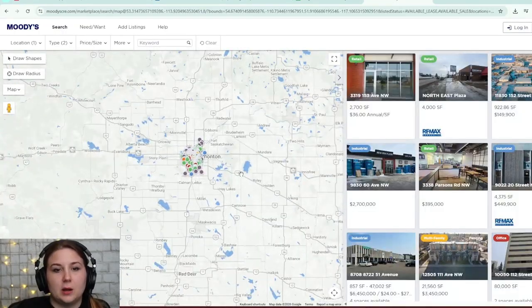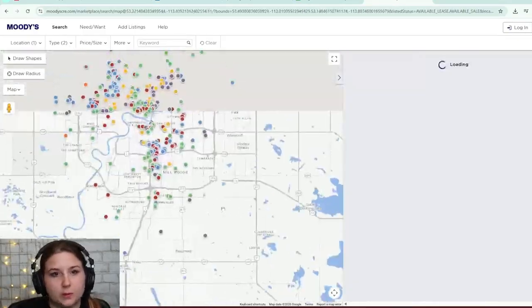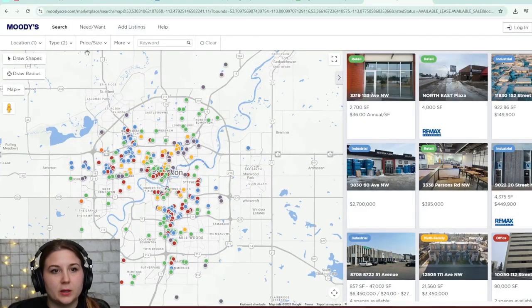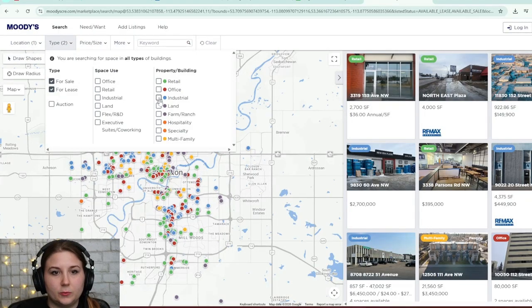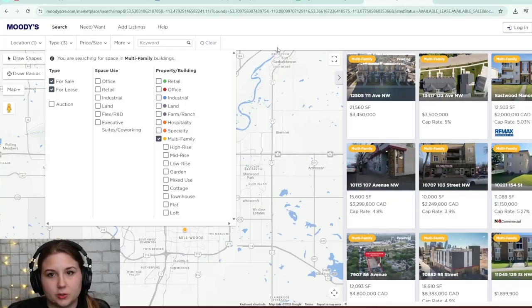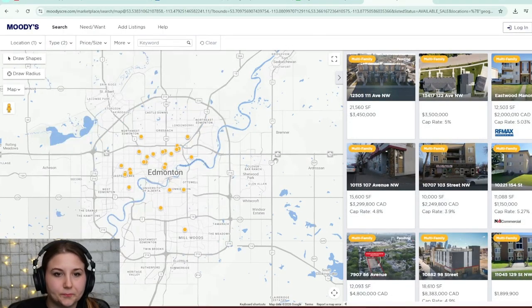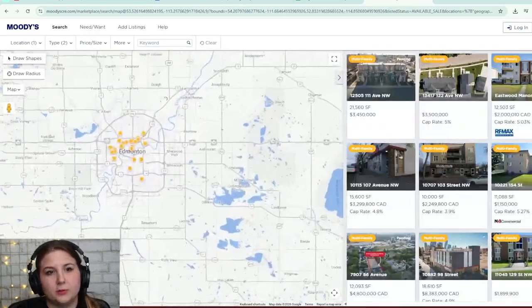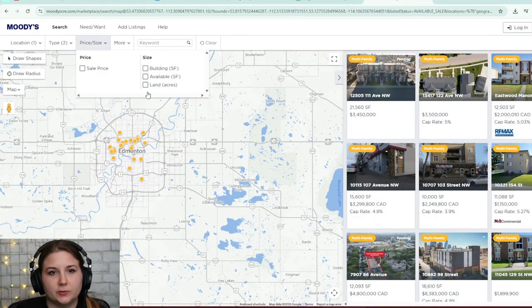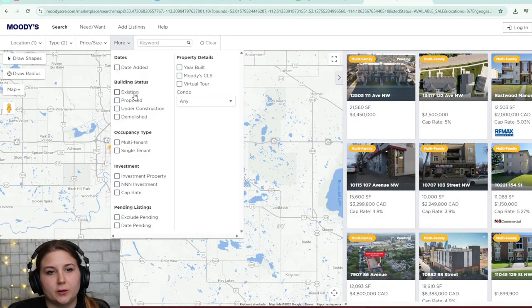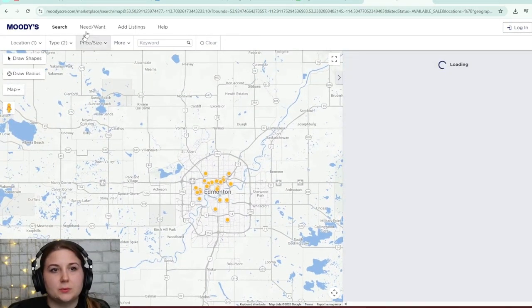So this is what I call the civilian side of Moody's. This is open to the public. You can search this yourself. Now, for me, even though I'm licensed in commercial, I only stay in multifamily. So that's all I'm looking for. So I'm going to only select multifamily, which are the yellow dots, and for lease doesn't really apply, just for sale. So this is something you can do on your own. You do have additional filters that you could throw in here, existing, proposed, etc. So that's how you guys would find this.